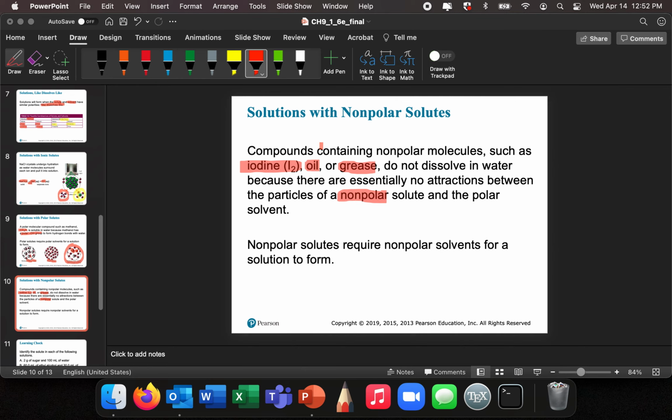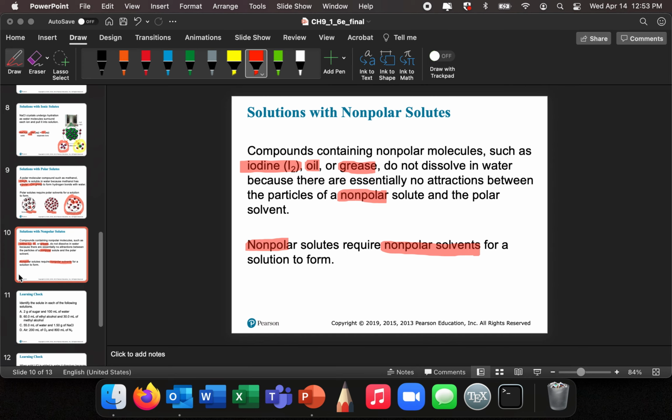So if you're going to dissolve iodine, oil, or grease, you're going to require a nonpolar solvent, all right, in order to get a solution to form.